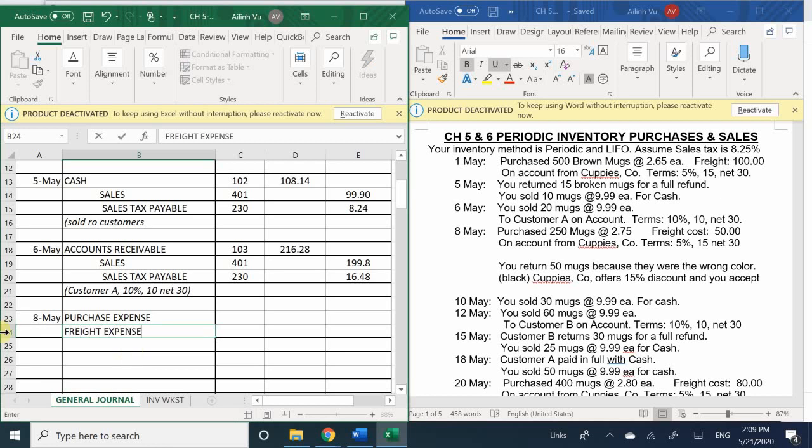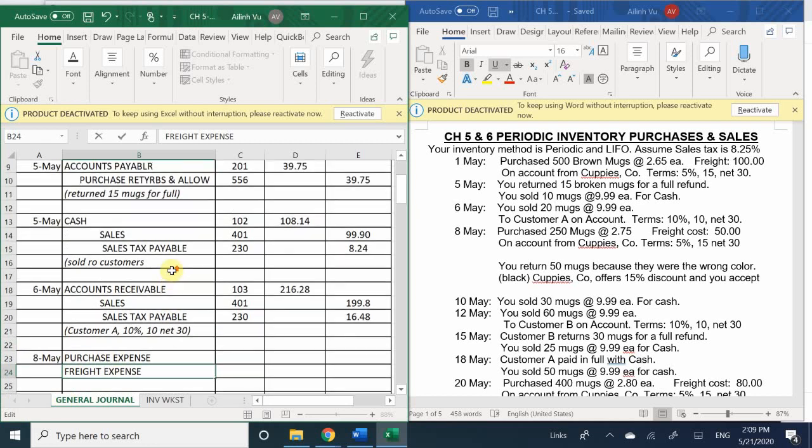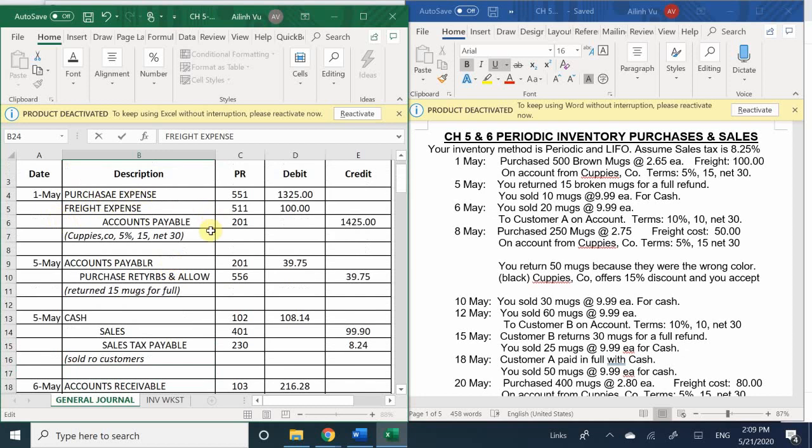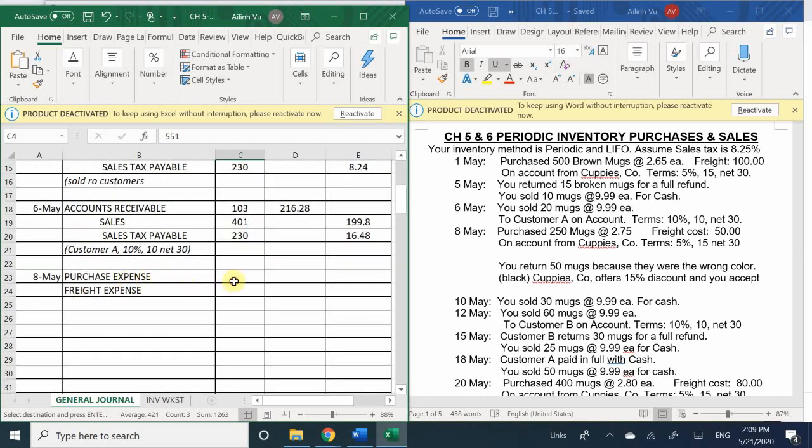Good. So we recognize purchase expense and freight expense. I'm going to go up in my journal and copy the account numbers here. So I recognize 551 and 511. And then what was the keyword? How are we paying them? It's accounts payable. Good. So we're going to recognize accounts payable.